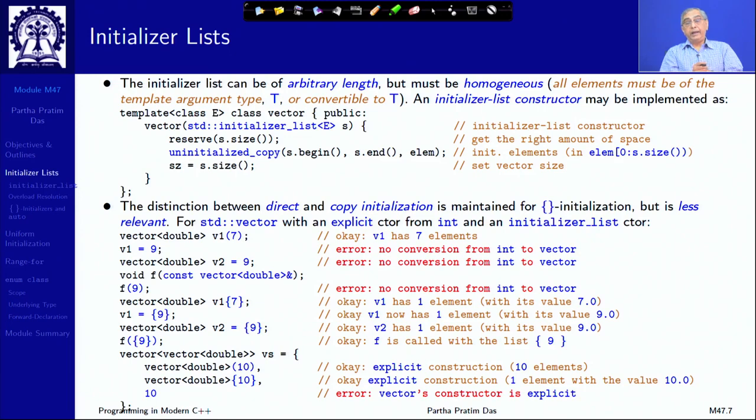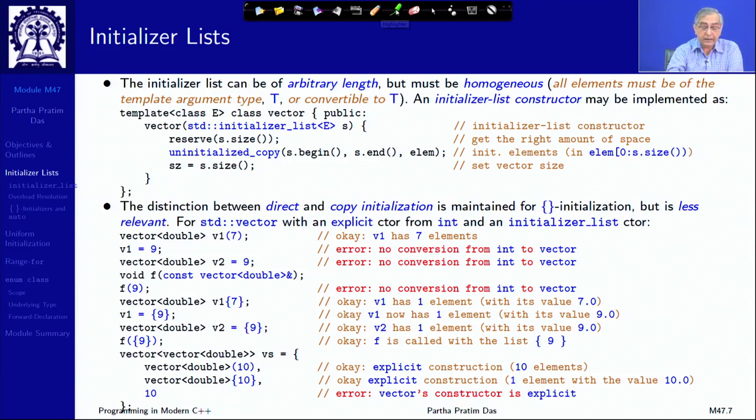An initializer list can be of arbitrary length, 0, 1, anything. But the key point is it has to be homogeneous, which means that each element you use in the initializer list must be of the same type. Initializer list has a type T. So, it must be of the same type T or something which is convertible to T.